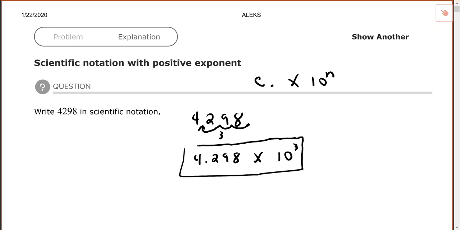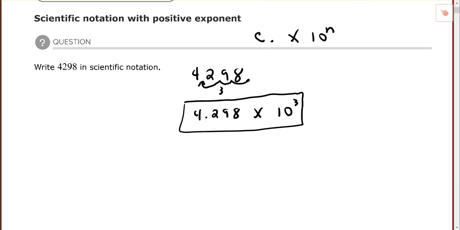Now, some of you may be saying, well, you moved it to the left, so why do you have a positive 3 exponent? Well, remember, we want this number to be the same regardless of what we do. If I take this 4.298 and multiply it times 10 to the third, I should end up with 4,298. And remember, 10 to the third means 10 times 10 times 10. If I'm multiplying by 10, then I'm moving my decimal over to the right. If I multiply by 10 again, I move it over one more place. If I multiply by 10 again, I move it back over, and that gives me 4,298. So it has the same meaning.